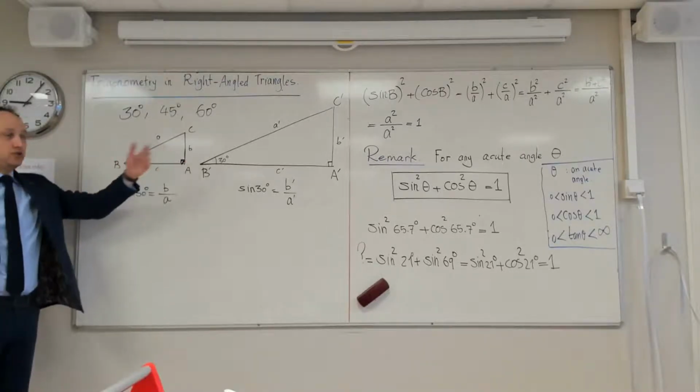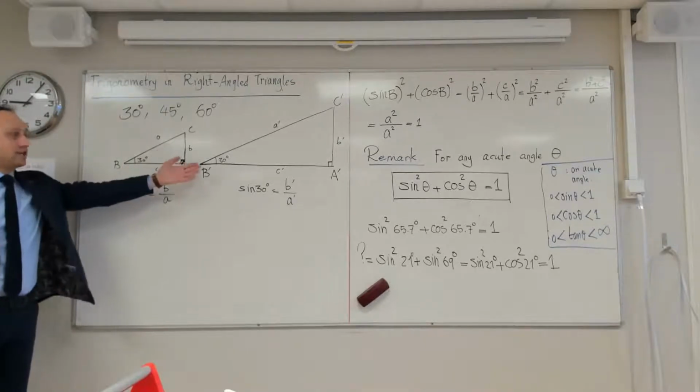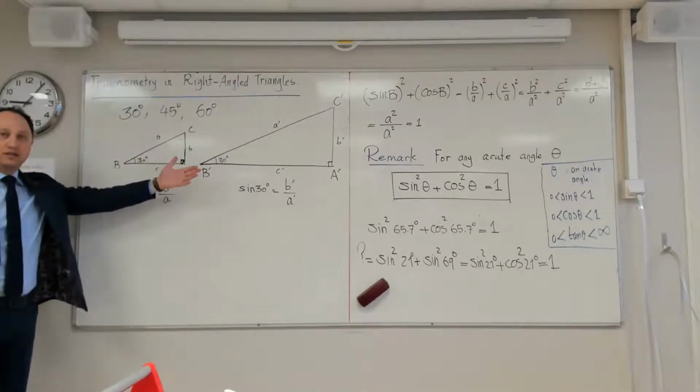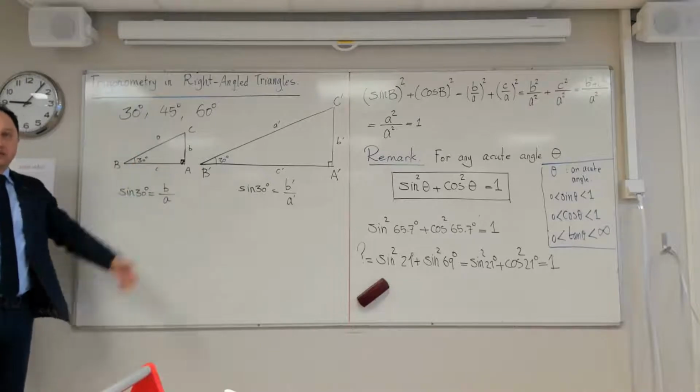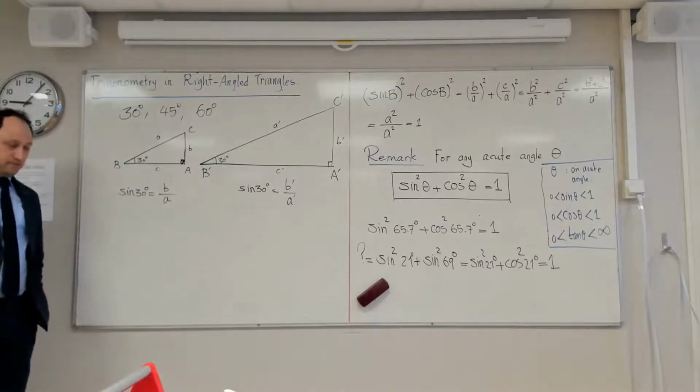Which triangle should I use to calculate sine of 30 degrees? This one or that one? And of course you immediately realize there are infinitely many of them. So which one should I use to calculate sine of 30 degrees?